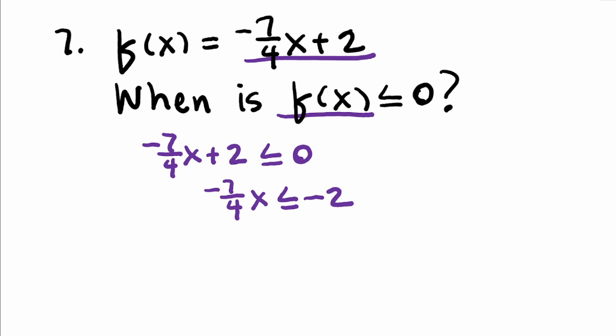And then I will multiply both sides by 4 and divide both sides by negative 7. Okay, and when I multiply both sides of an inequality by a negative number, which I'm about to multiply by negative 1/7, that's going to turn around the direction of my inequality. So that'll be x is greater than or equal to 8 divided by 7. And that's the values of x that make f of x less than or equal to 0.